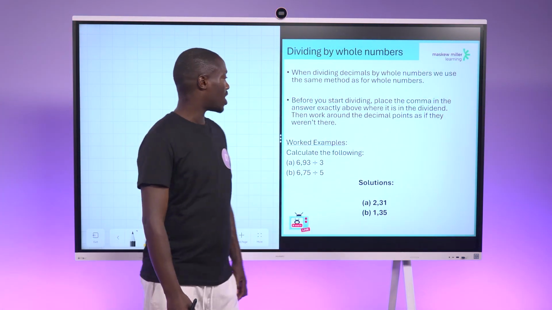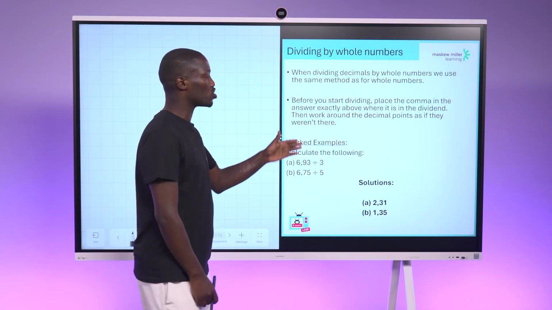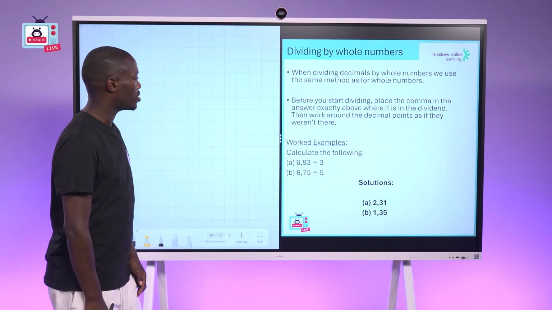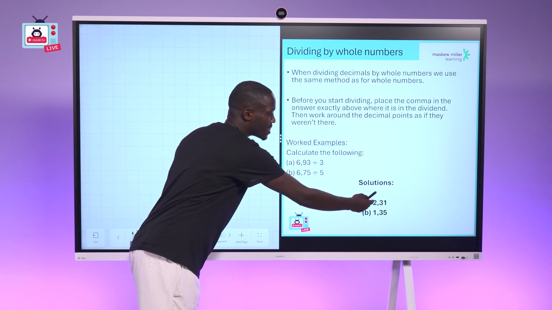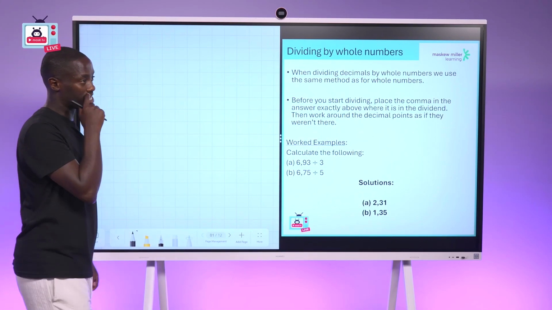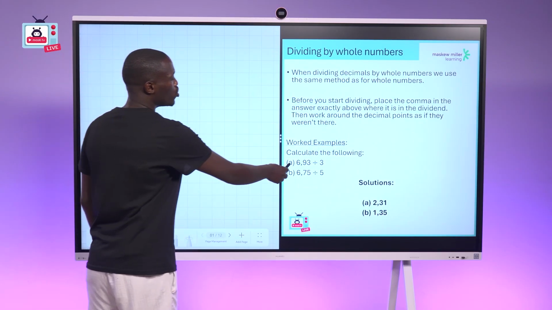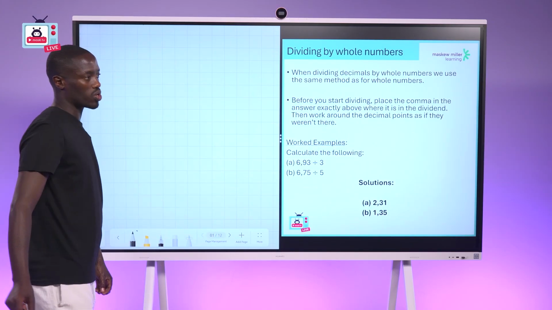Welcome back, grade 7. I hope you managed to get time to do this exercise, which is worked examples. If you didn't get these solutions, that means you probably did something incorrectly. Now, you can divide these two numbers.